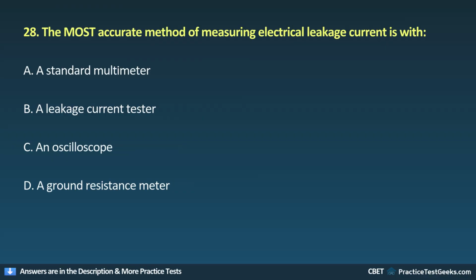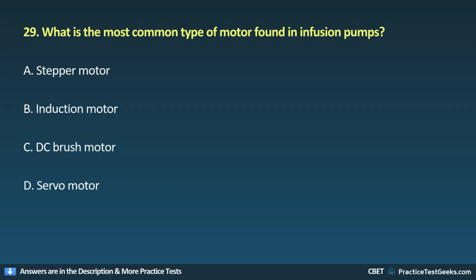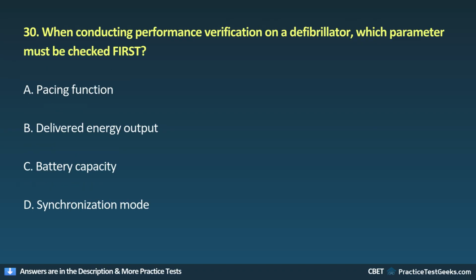28. The most accurate method of measuring electrical leakage current is with A. A standard multimeter. B. A leakage current tester. C. An oscilloscope. D. A ground resistance meter. 29. What is the most common type of motor found in infusion pumps? A. Stepper motor. B. Induction motor. C. DC brush motor. D. Servo motor.